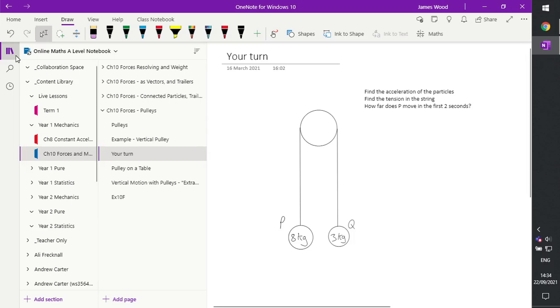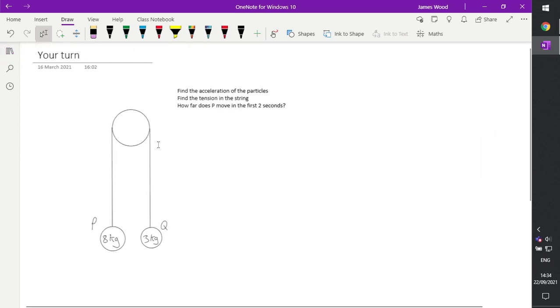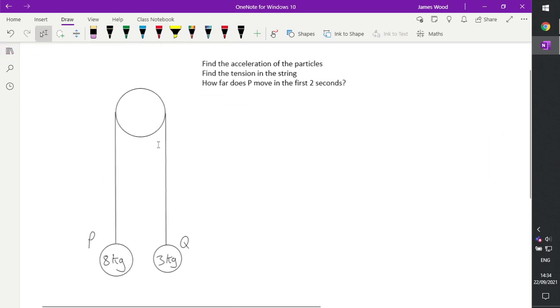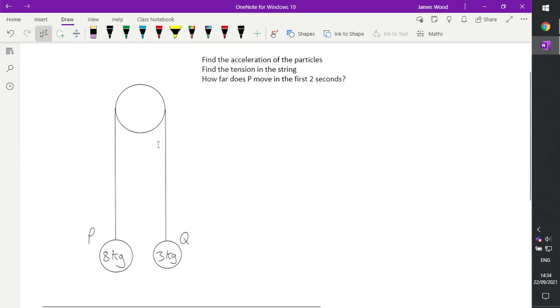Okay, here's one for you to do. So same setup, two different masses. I want you to find the acceleration, the tension, and I also want you to calculate how far P moves in the first 2 seconds.